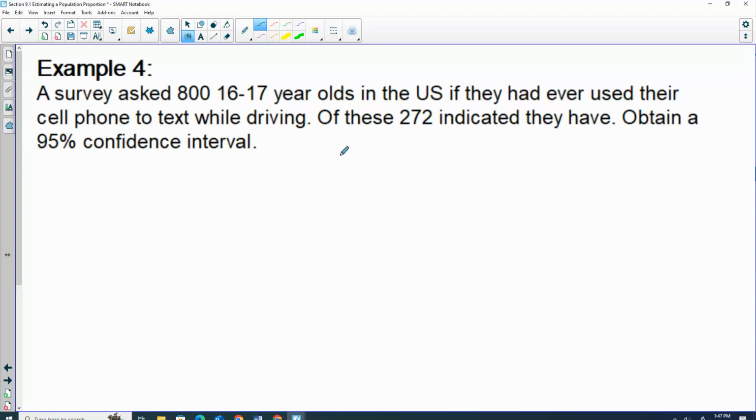So a survey asked 800 16 to 17-year-olds in the U.S. if they had ever used their cell phone to text while driving. Of these, 272 indicated they have. Obtain a 95% confidence interval.